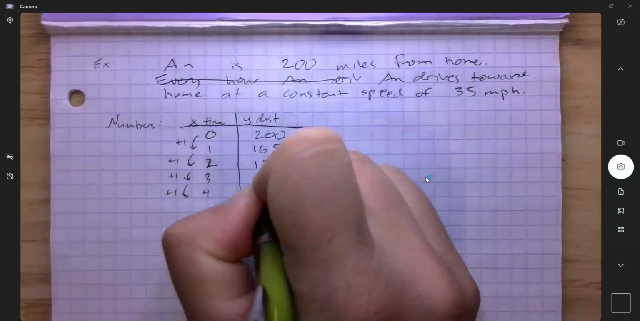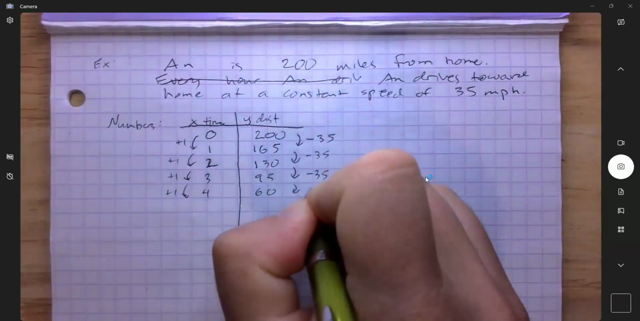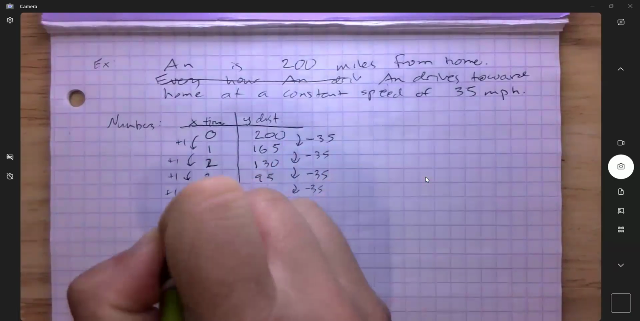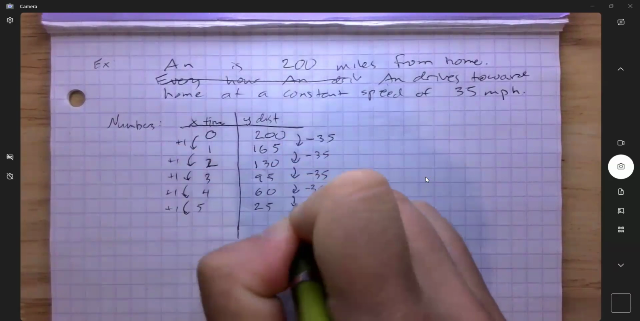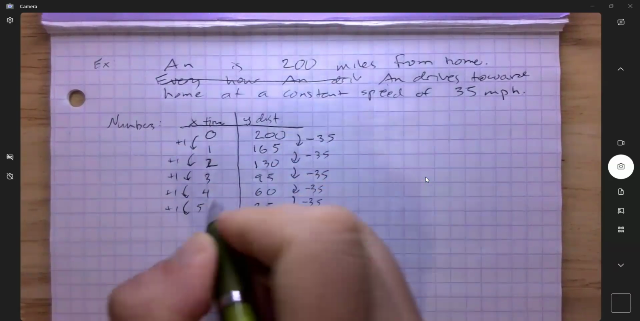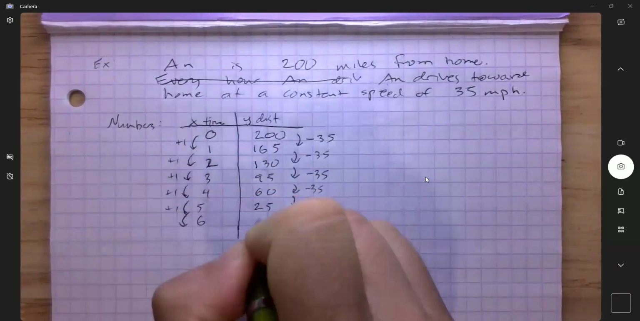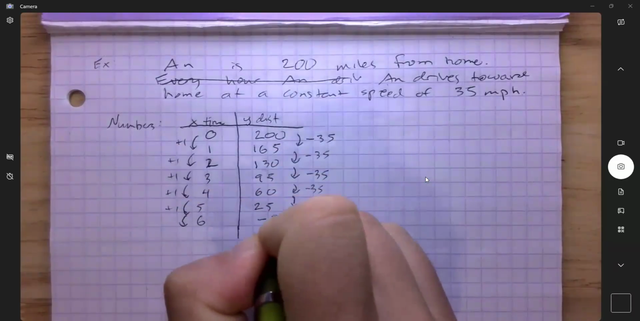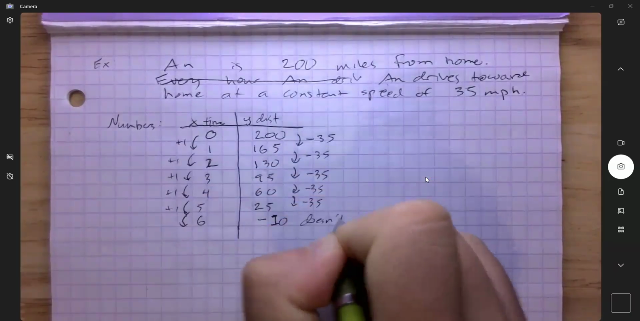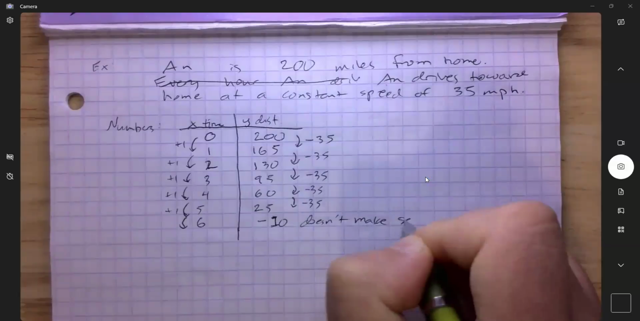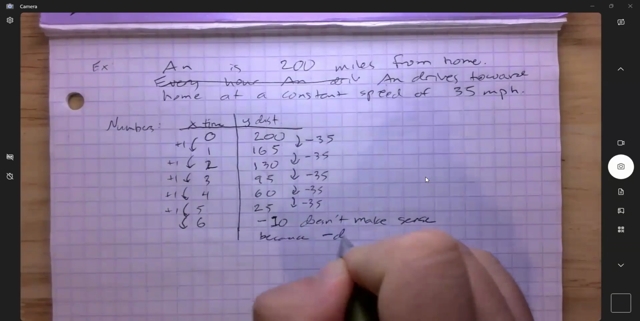Let's see, 95 and 60 and 25. And notice if I try to go to 6 here, this would be negative 10, which doesn't make sense, because you can't be negative distance from home.